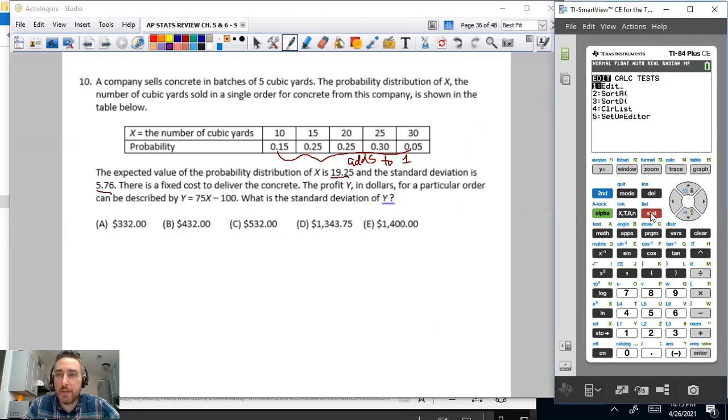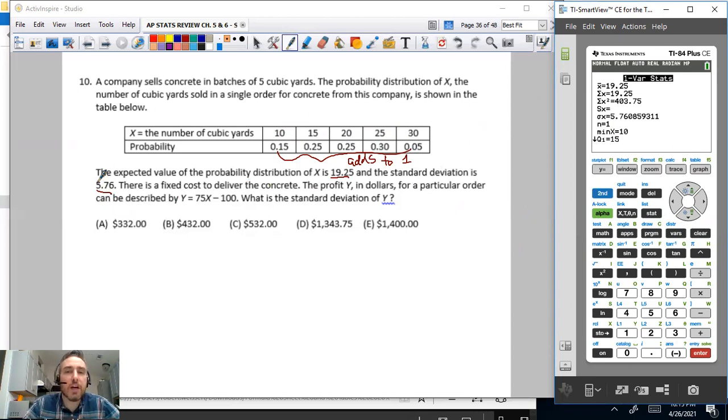Now you can go to stat, calc, one variable stats. You want to make sure your frequency list is L2. You want to account for the probabilities, so you can hit second 2 to bring that up. Got it? Now hit calculate. Your mean, 19.25, is your expected value. Your standard deviation, 5.76, is right there. So you can get those using your stat menu if you wanted to.